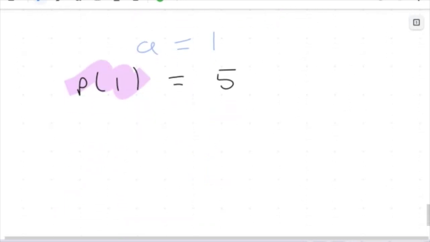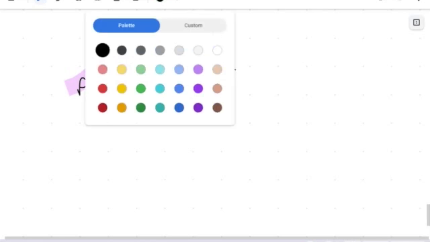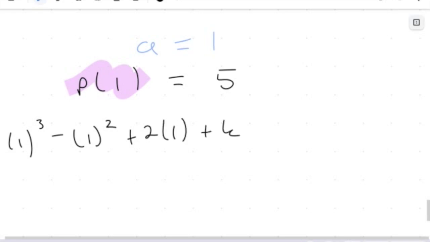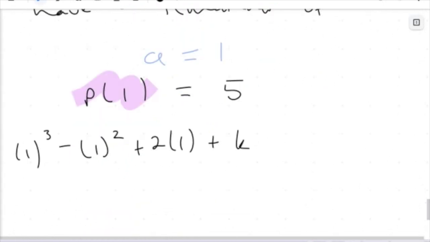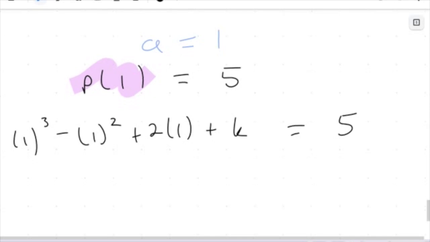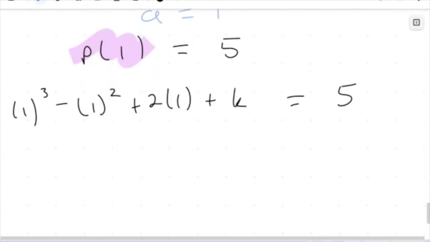So let's actually do that. Instead of p of 1 on this left-hand side, I'm just going to substitute 1 in place of all of the x's. So I have 1 cubed minus 1 squared plus 2 times 1 plus k. Apologies. That is what we have up here. And that is going to equal 5, because that is what the remainder theorem tells us.